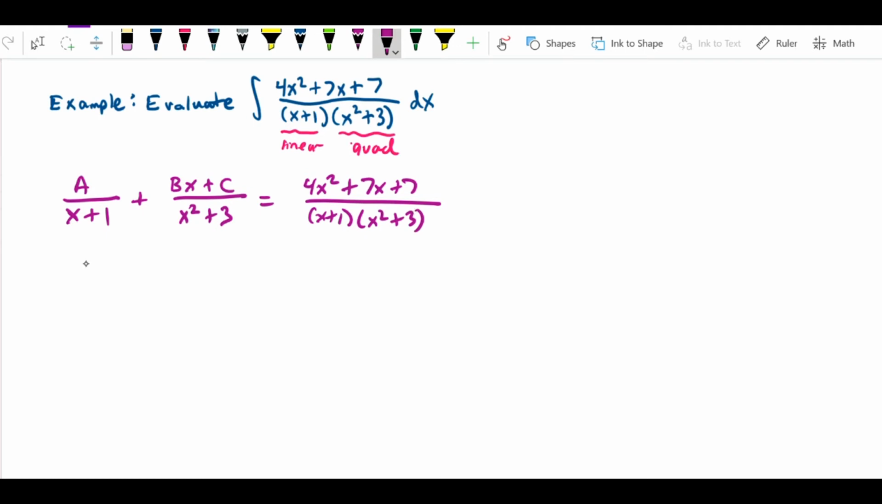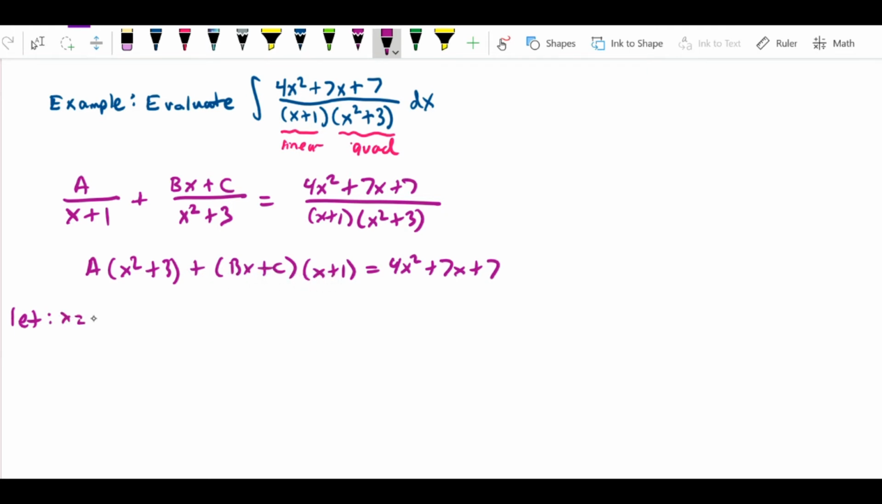What I'm going to do now is multiply through by the denominator, just as I've done in the past. That gives me A times x squared plus 3, plus Bx plus C times x plus 1, equal to 4x squared plus 7x plus 7. I'm now going to try to zero out one of these terms. I can zero out this whole term in order to solve for A just by letting x equal negative 1.